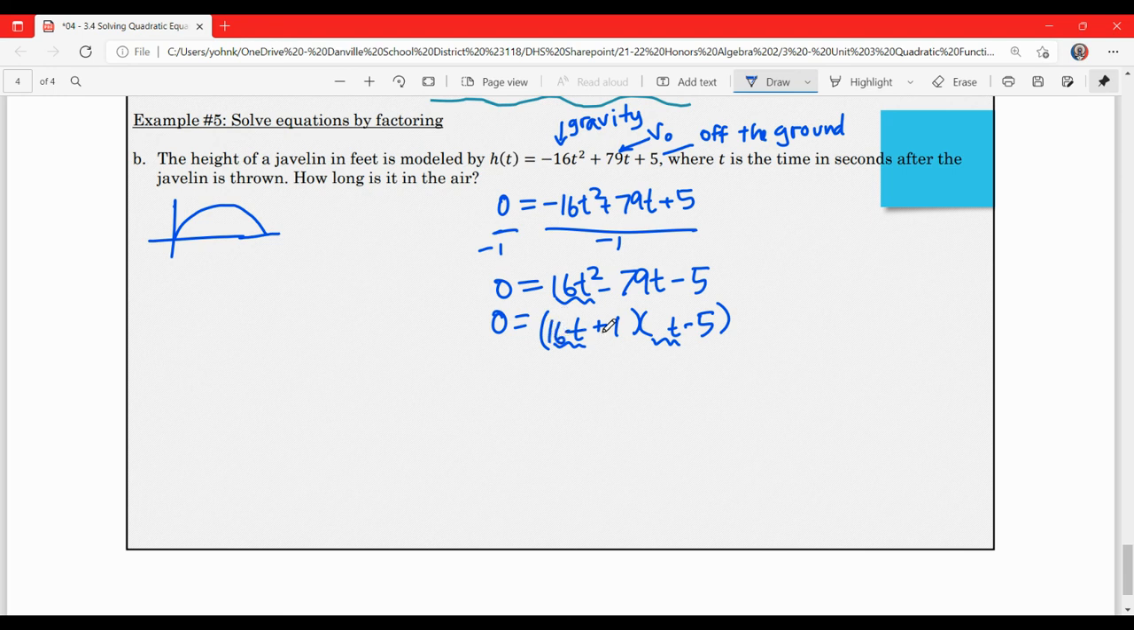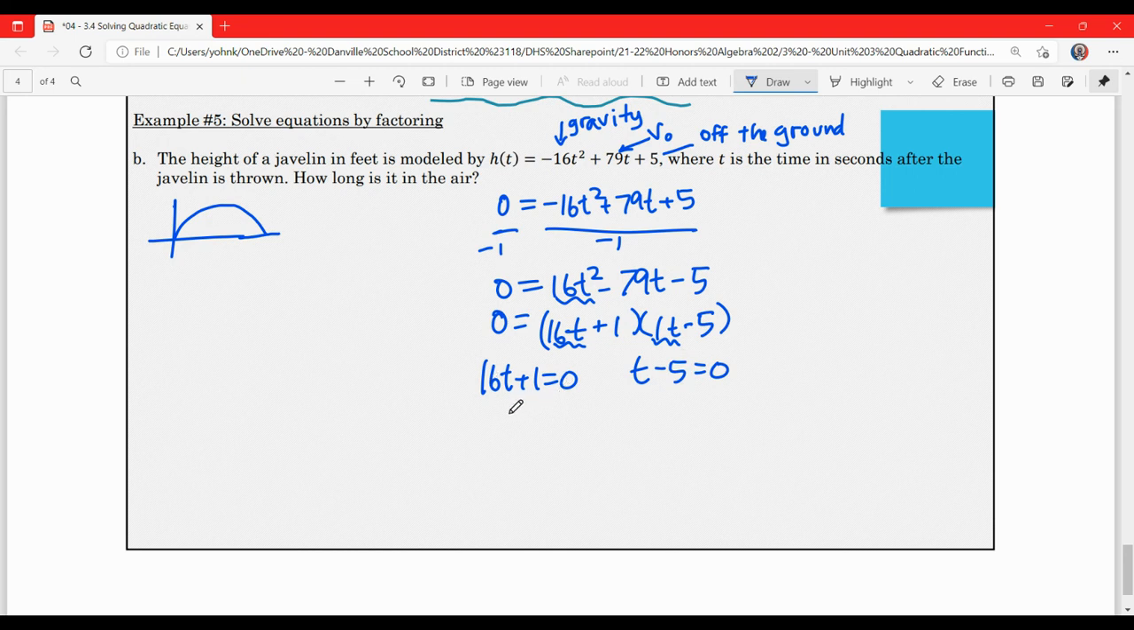Let's try 16 and 1. Ooh, this looks better. So now if I double distribute, I get negative 80t on the outside and 1t on the inside. So negative 80 and 1 is negative 79. Yay, we did it. So now we can take each parenthesis and set it equal to 0.